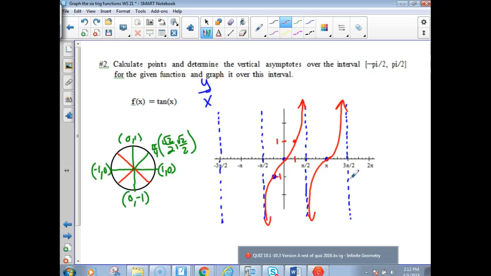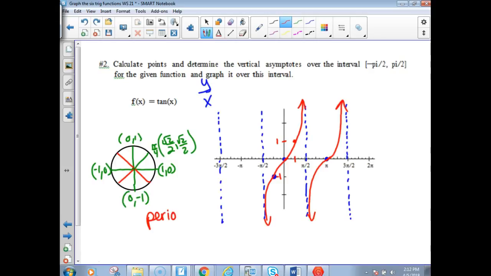All right, guess what? The tangent does not have a period of 2 pi. How many times has this repeated already? Well, that happened from pi over 2 to 3 pi over 2, which is 1 pi over 2, 2 pi over 2. 2 pi over 2 is pi units. Notice this is broken up in pi over 2s, and one whole cycle is happening in 2 pi over 2, which is pi. The period is pi for the tangent.